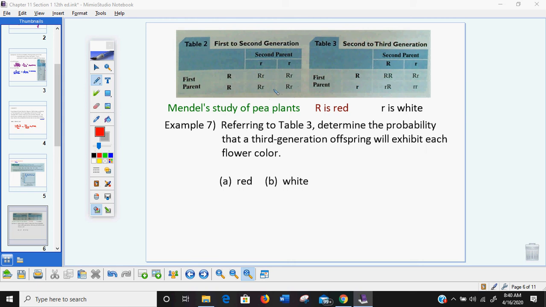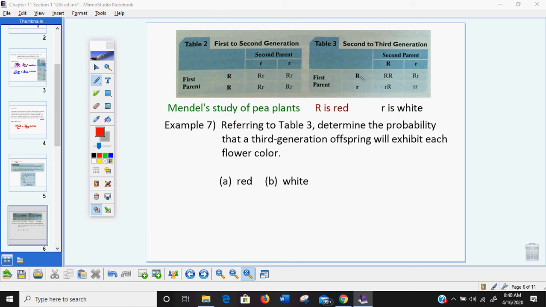But then he noticed when he took those offspring, one of these, and crossed it with another one. So they all have a recessive gene. They're all red. They have a dominant red gene and they have a recessive white gene. When you cross them, your first option is to get two dominant reds. It's going to be red.